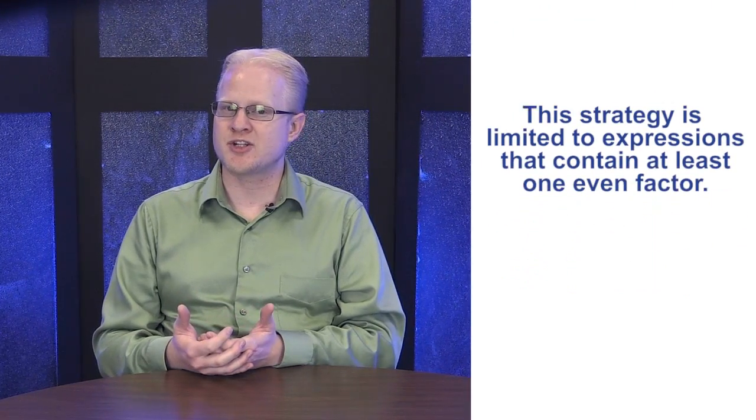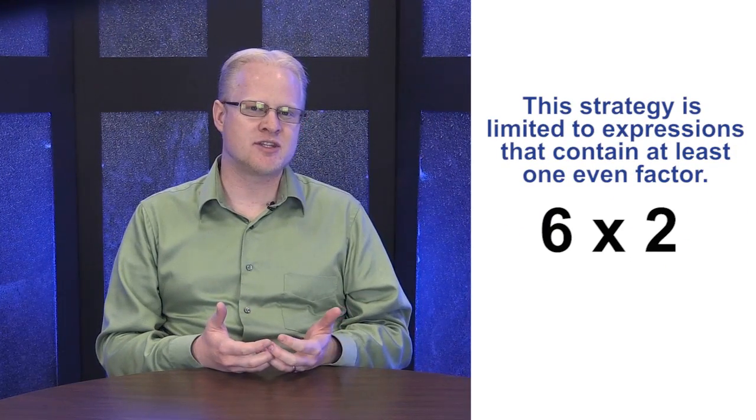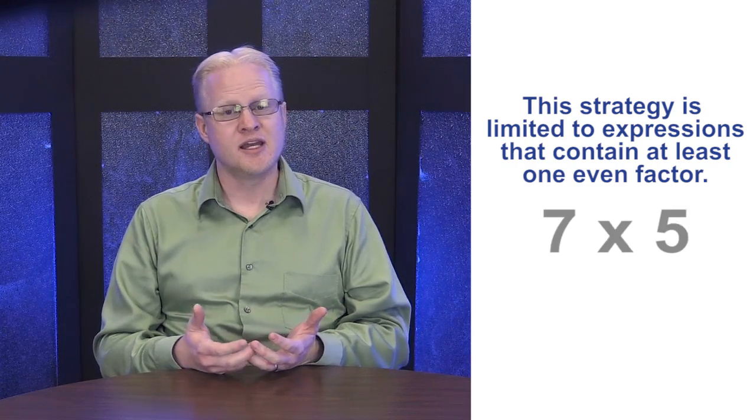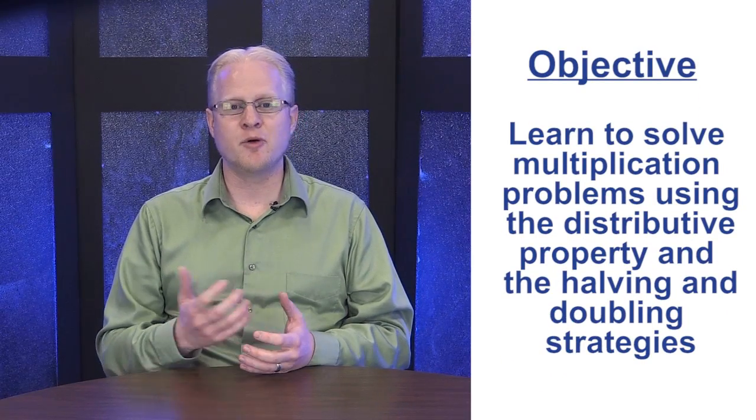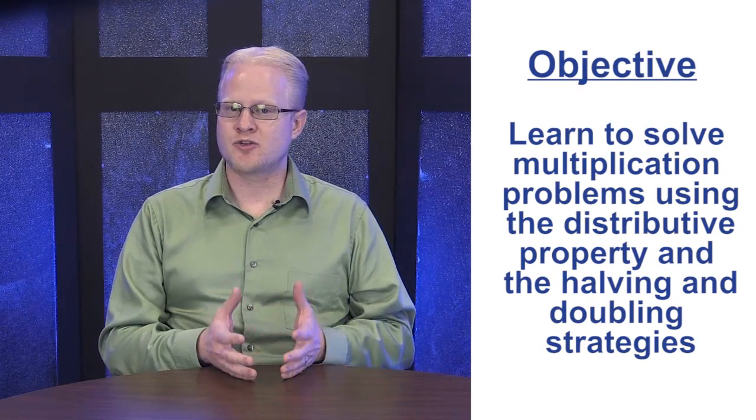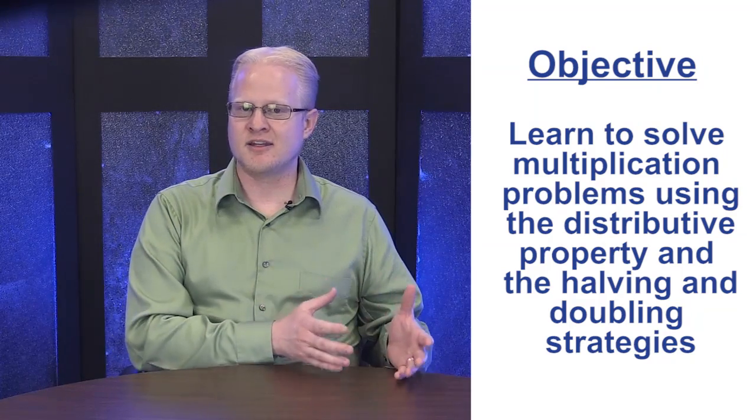While the halving and doubling strategy is an efficient strategy for solving multiplication expressions, it is limited to expressions that contain at least one even factor. If both factors are odd, this strategy is no longer efficient. In this lesson, you learned how to solve multiplication problems using the distributive property and the halving and doubling strategy.